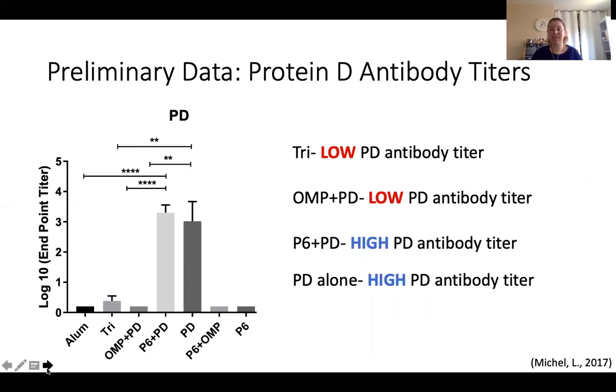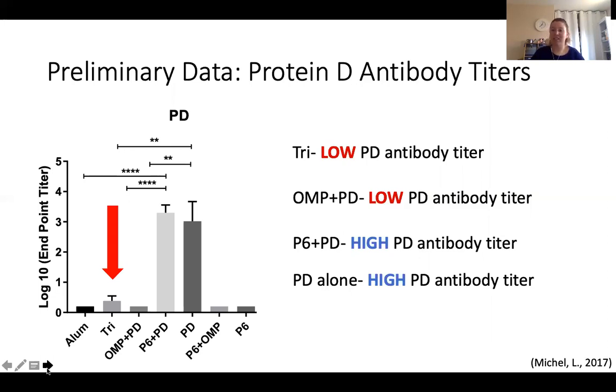So here we have some preliminary data. All of these data we're looking at the amount of antibodies generated against protein D itself. So we took all those vaccines, put them in mice, infected them, and harvested them. But we were wanting to look at what antibodies were generated against just protein D. We don't really care so much about the other ones. What we found was the aluminum control did not have an effect, which was good.